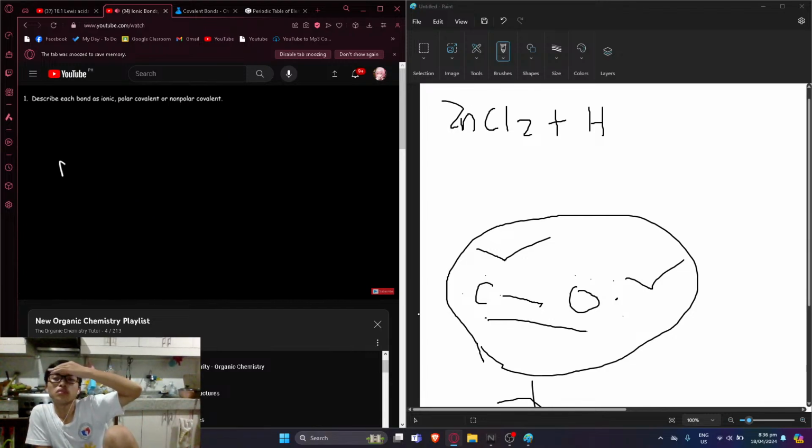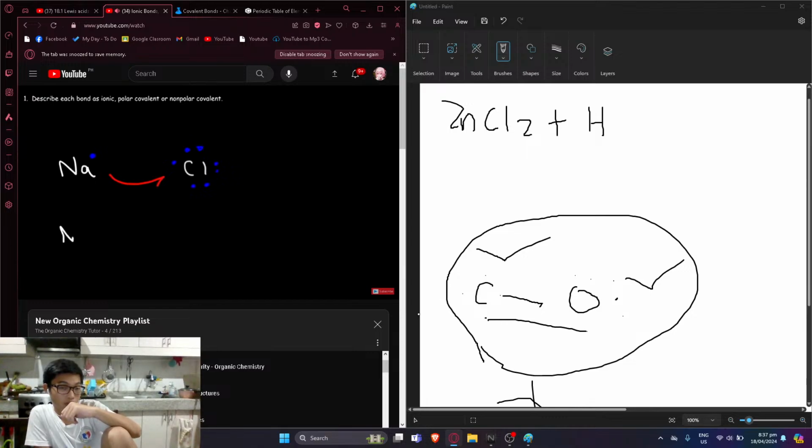Sodium has 11 electrons, but it has one valence electron. Chlorine has 7 valence electrons. So when you put the sodium together with an atom of chlorine, following the octet rule, sodium is going to give away its one valence electron to chlorine.